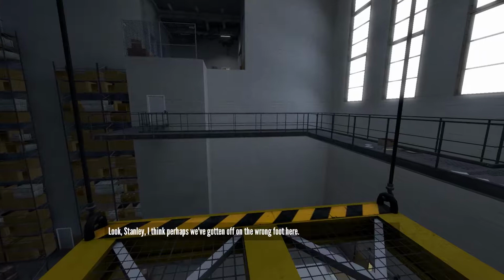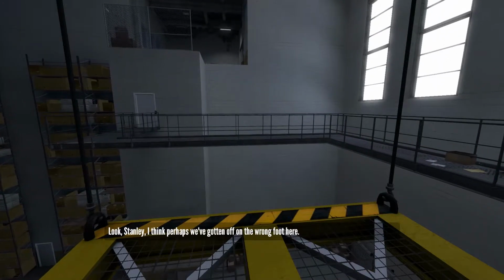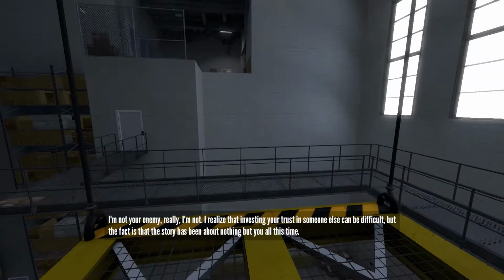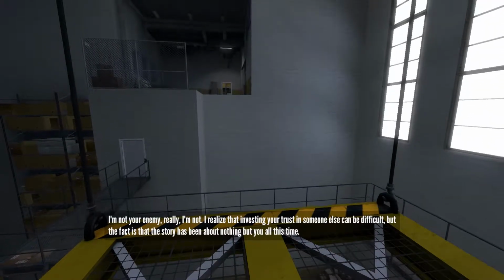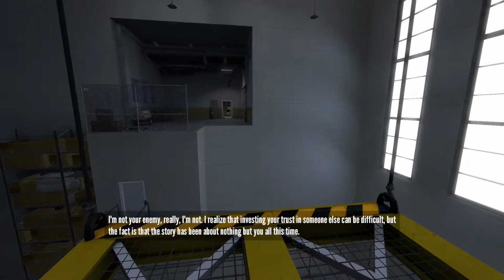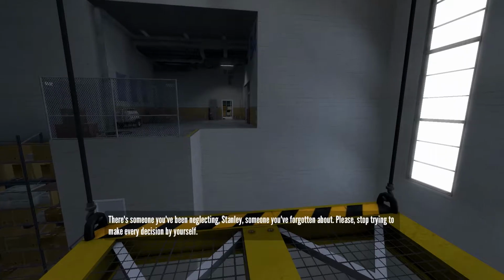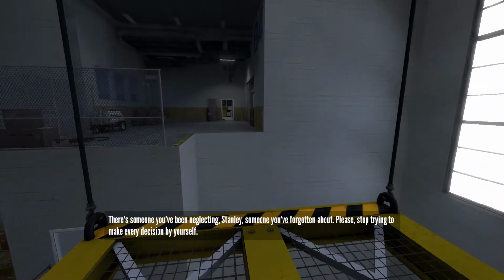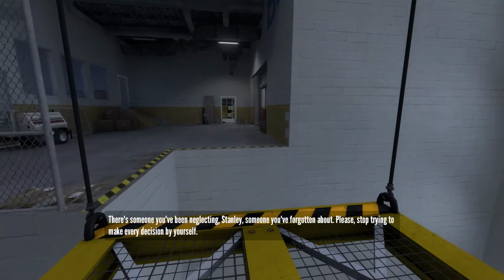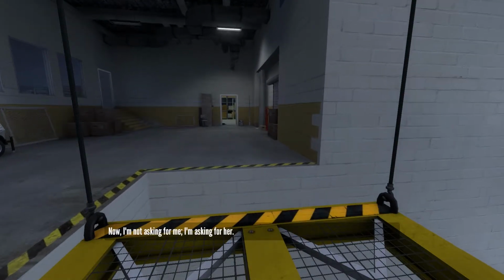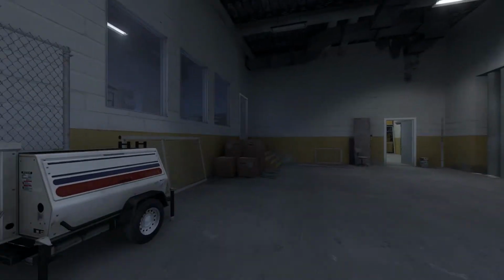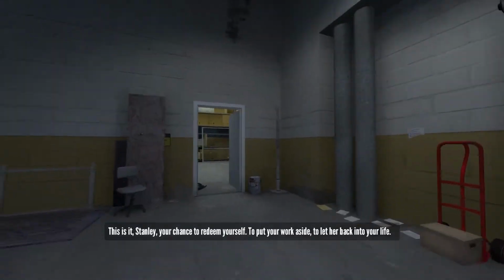Look, Stanley, I think perhaps we've gotten off on the wrong foot here. I'm not your enemy, really, I'm not. I realize that investing your trust in someone else can be difficult, but the fact is that the story has been about nothing but you all this time. There's someone you've been neglecting, Stanley. Someone you've forgotten about. Please, stop trying to make every decision by yourself. Now, I'm not asking for me, I'm asking for her. For her. Who is it, her? Stanley. Your chance to redeem yourself.